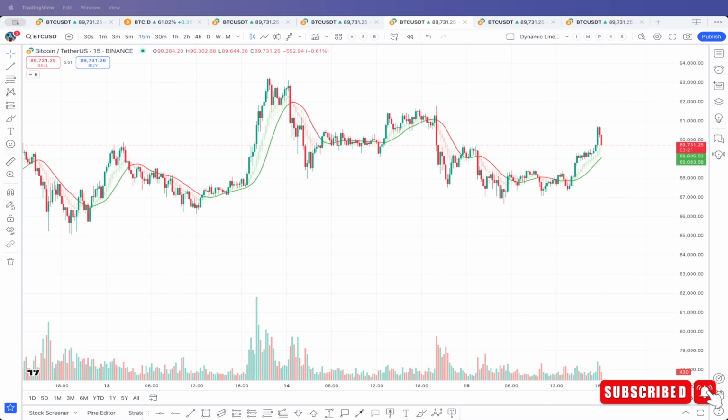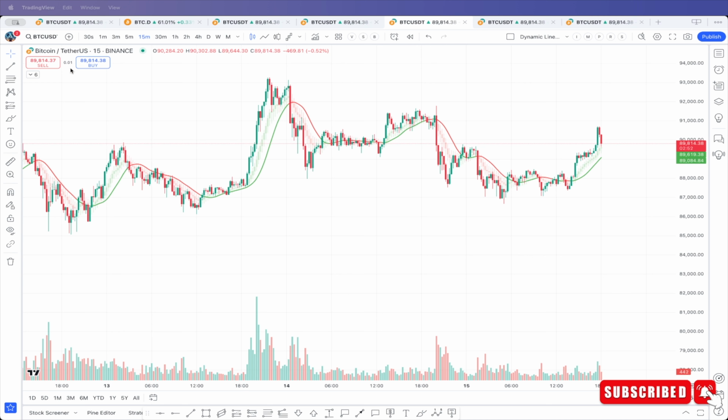Today, I'm excited to introduce a powerful new indicator called Dynamic Linear Candles, aka DLC. It is designed to smooth out the noise and help you identify trends more clearly with custom candles and a dynamic signal line. So, without wasting time, let's dive into how it works.